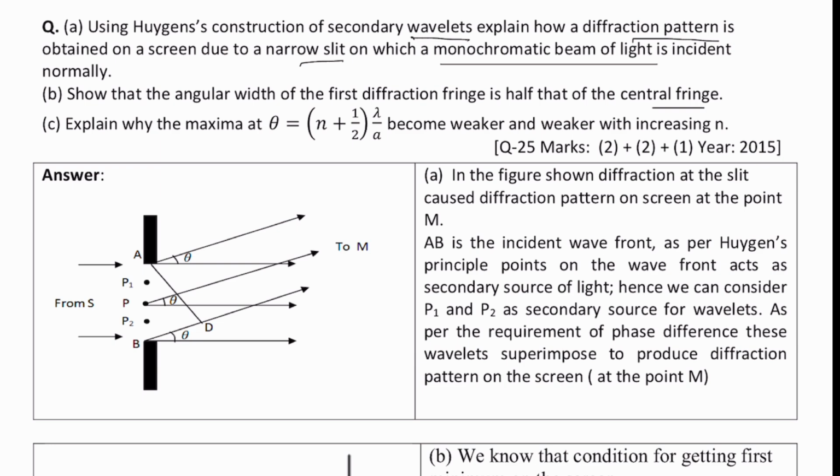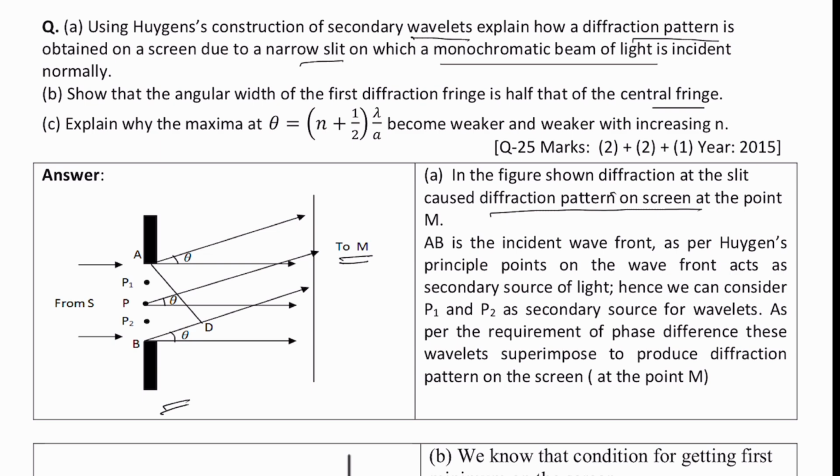Okay, so let's see the schematic. In this figure, diffraction at the slit causes a diffraction pattern on the screen. Okay, this is the screen. Somewhere here we'll keep the screen, correct? So the screen is at the point M. Here on the screen M, we get the diffraction pattern.